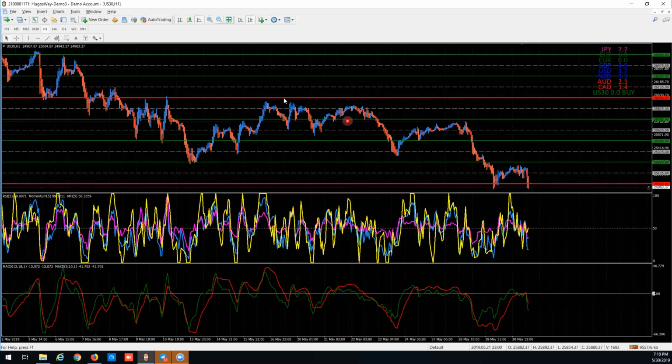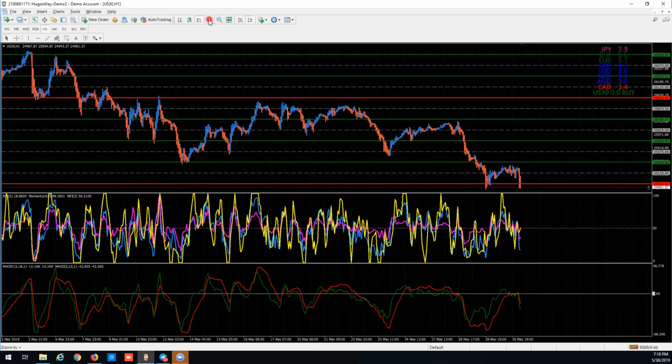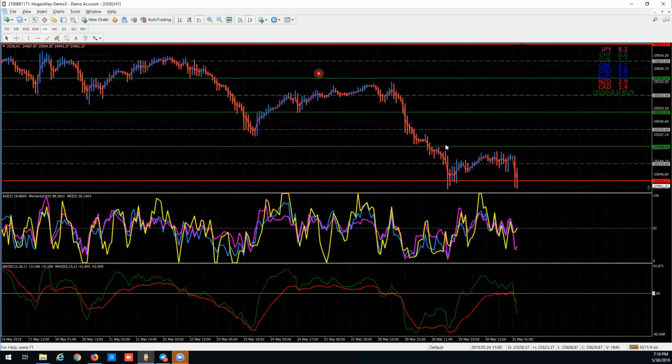Now, one of the things to take note of are these red lines. These red lines are called major round numbers, and you can see on the side of the chart the first one up top is 26,000, and then we have 25,000. The market really reacts off those levels, and let's take a look at where we are now. We actually are on a major round number here.